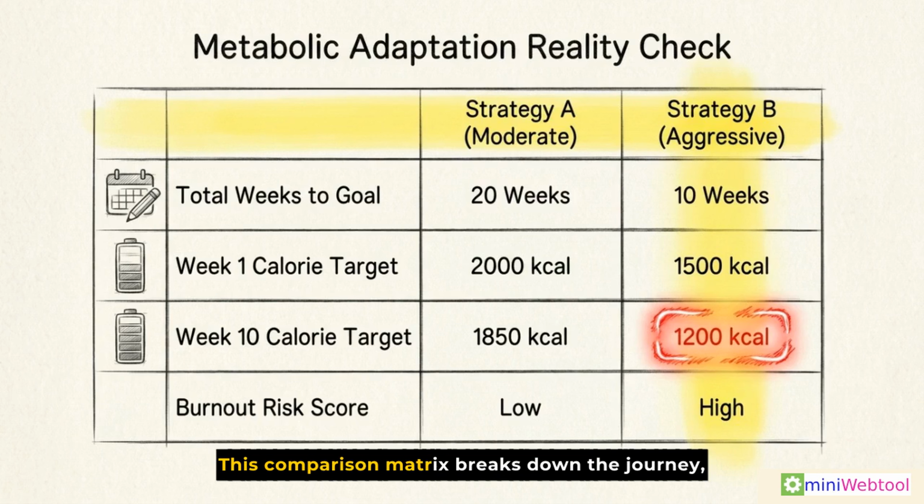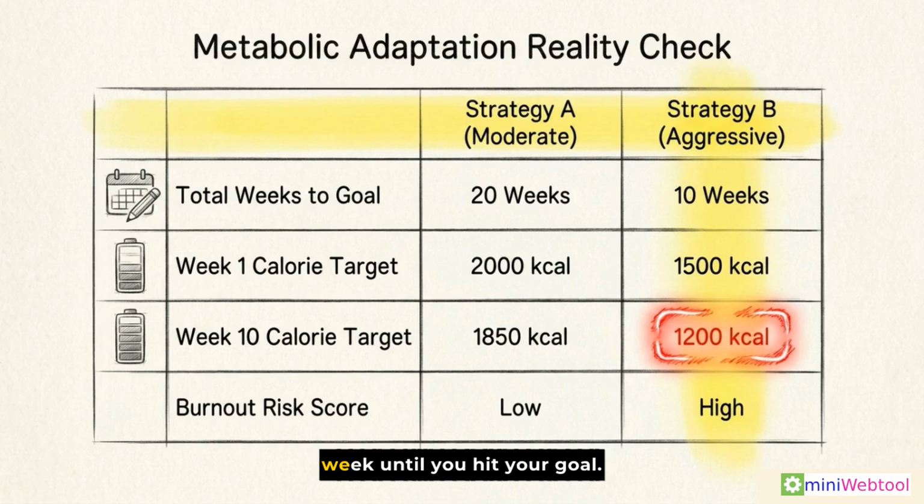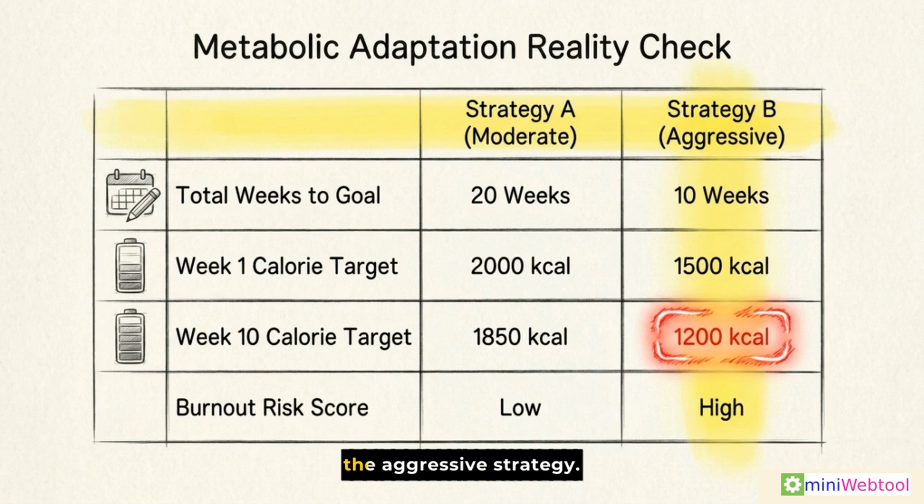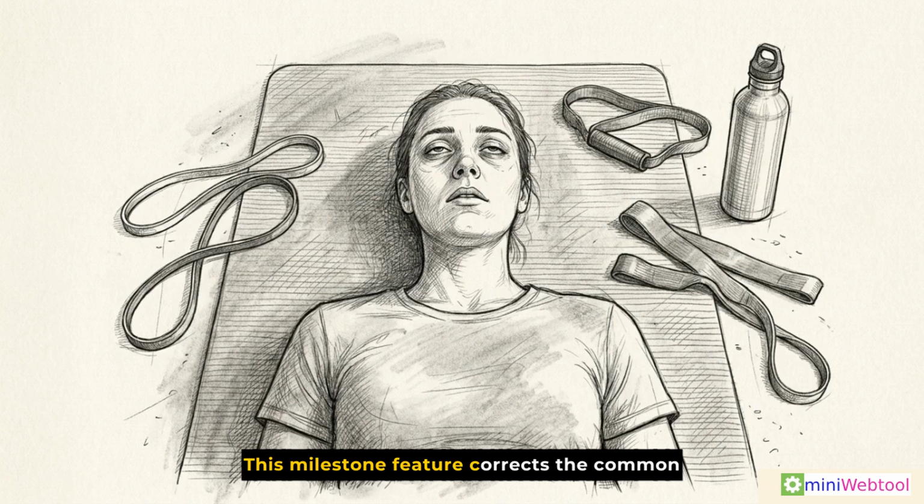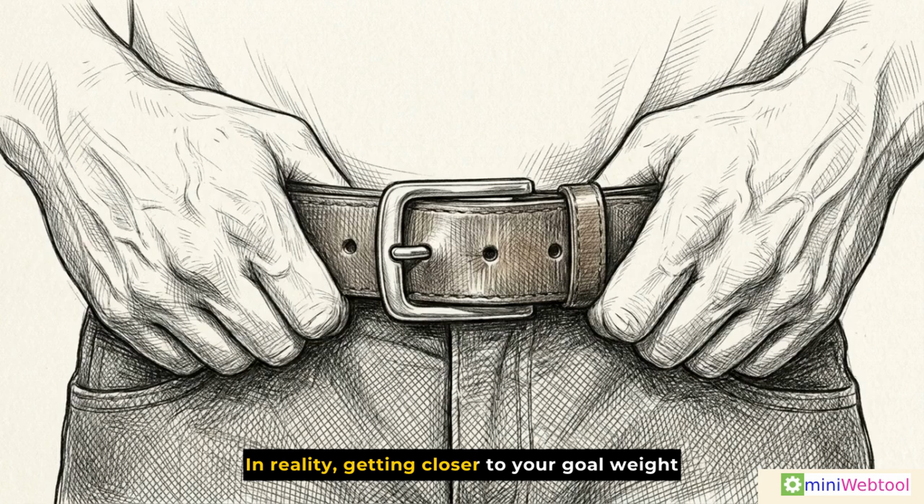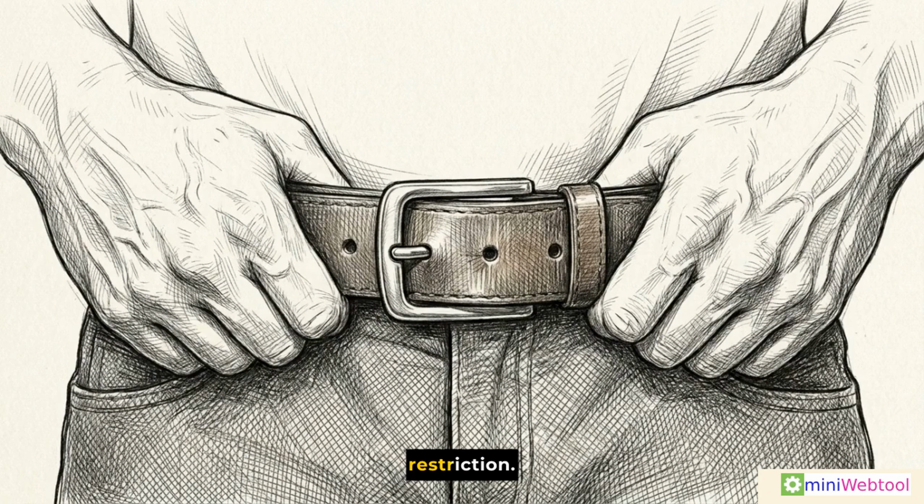This comparison matrix breaks down the journey, generating declining daily calorie targets every week until you hit your goal. Look at the difference between week 1 and 10 under the aggressive strategy. As your body shrinks, maintaining that pace demands drastically lower caloric intake. This milestone feature corrects the common illusion that a diet becomes easier once you build momentum. In reality, getting closer to your goal weight often requires higher levels of physical restriction.